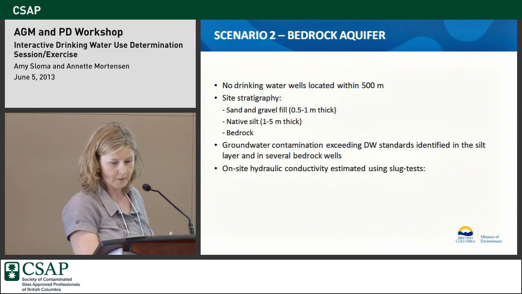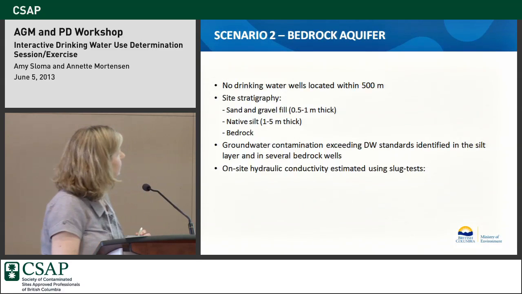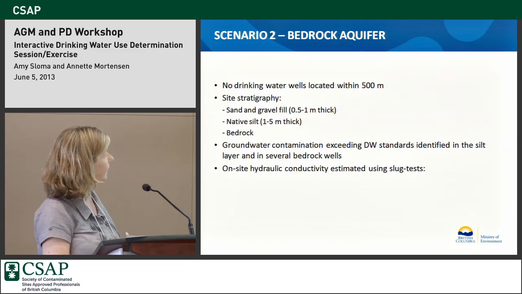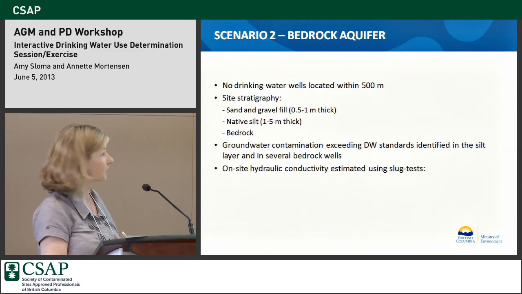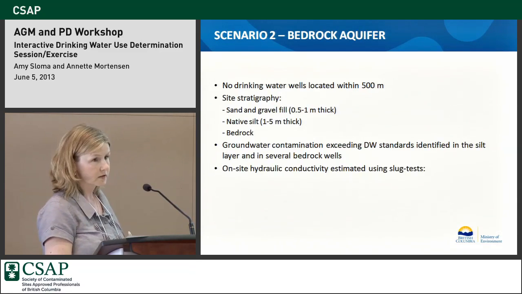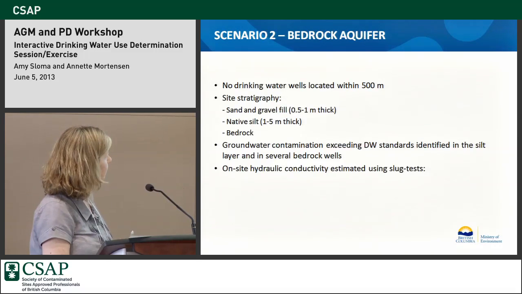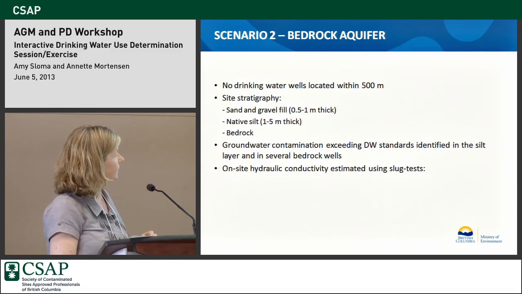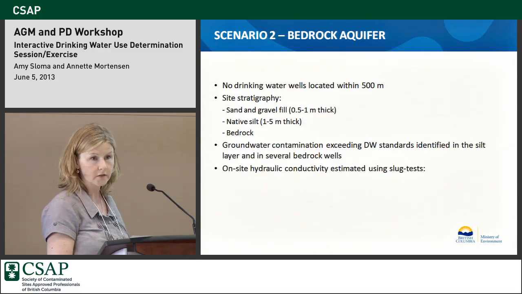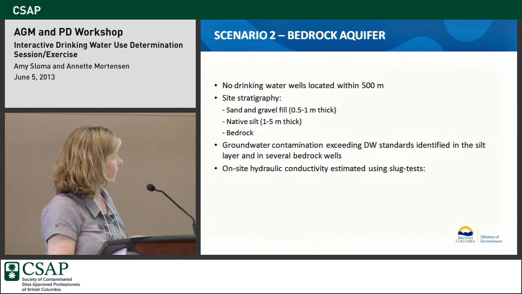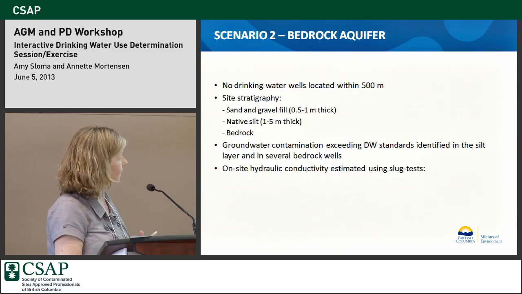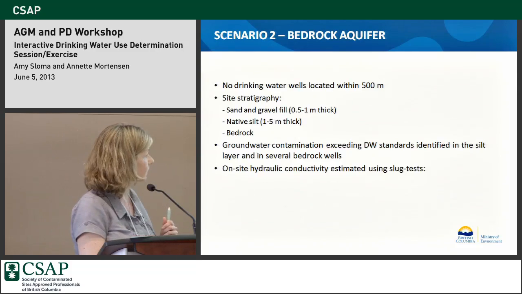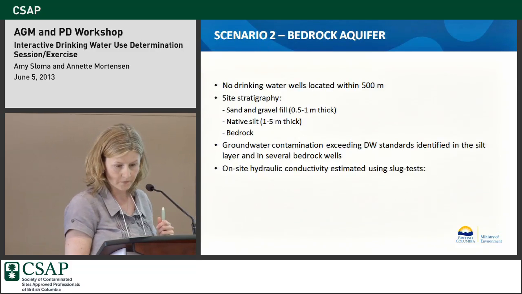So the next scenario, the bedrock. We have no drinking water wells again. We have a sand and gravel fill that's less than 1 meter thick. We have a silt unit that's between 1 to 5 meters thick. We have bedrock. We have groundwater contamination that extends into the silt and also into several of the bedrock wells. And again, here there's supposed to be some slug tests showing your measured on-site hydraulic conductivity.